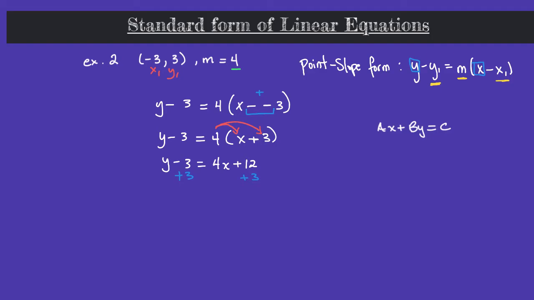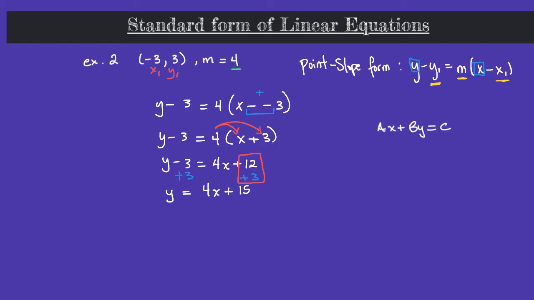When I do that, I'm left with y is equal to 4x, and 12 plus 3 is 15. Now, I want you to pay very close attention to the fact that I only added the 12 to the 3 because they are like terms. In other words, the 12 and the 3 do not have a variable, so they can be combined.